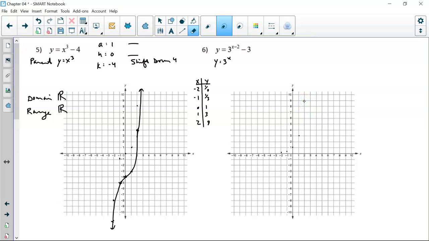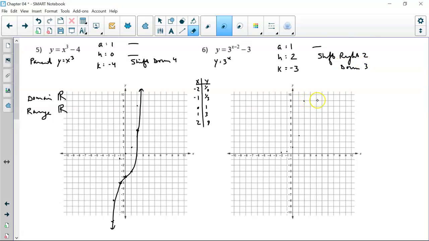There's our values. Now, a, h, and k. This tells us where we're moving. A is 1. There's nothing in front of the 3 to the x minus 2. H is with the exponent. It's not a negative 2, it's a positive 2. And then k is a negative 3. So a is 1, but nothing happens still. H means we're going to shift right 2, and we're also going to go down 3.